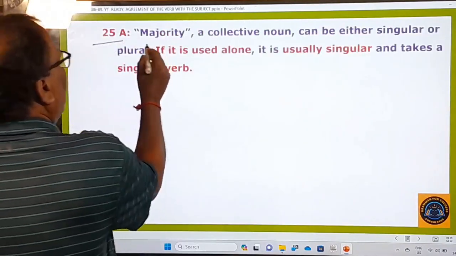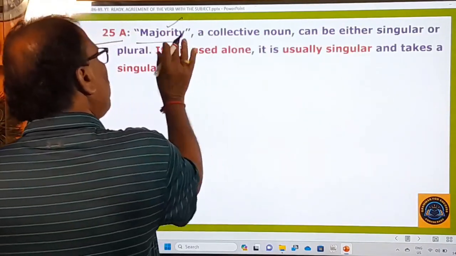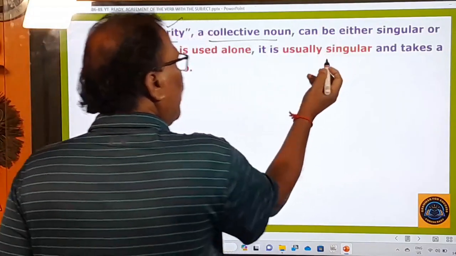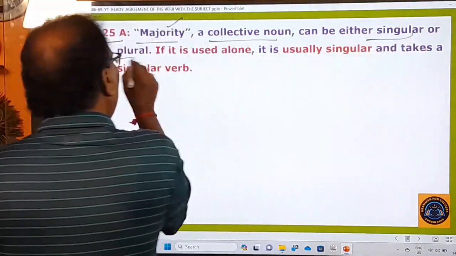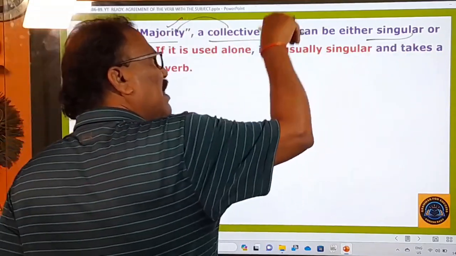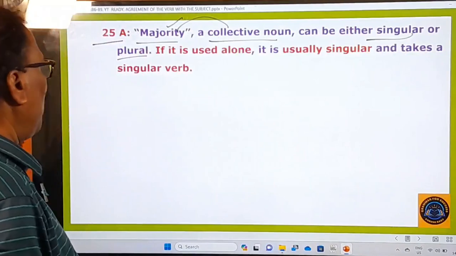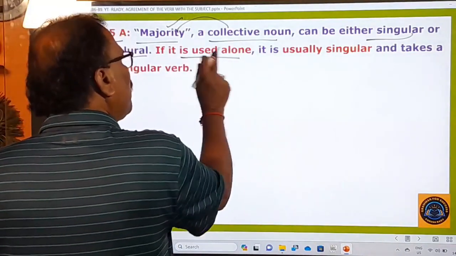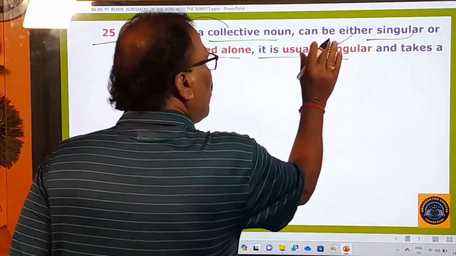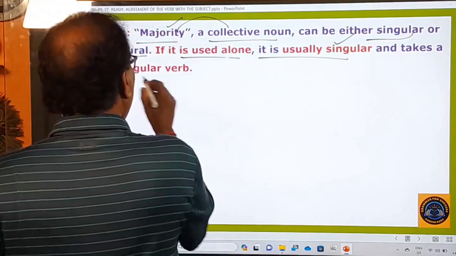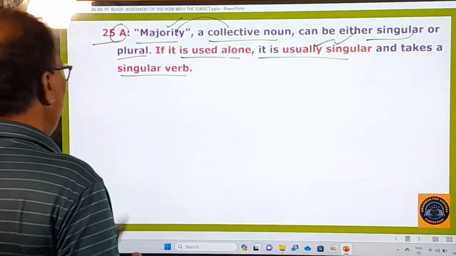Rule 25A is there: majority. About this majority you are going to learn in this rule, and it is a collective noun, which can be either singular or plural. Remember, majority is a collective noun, and it can be either a singular noun or a plural noun. If it is used all alone, it is usually singular and takes a singular verb after that. How? Let us see that here.